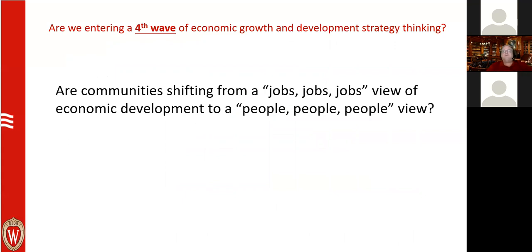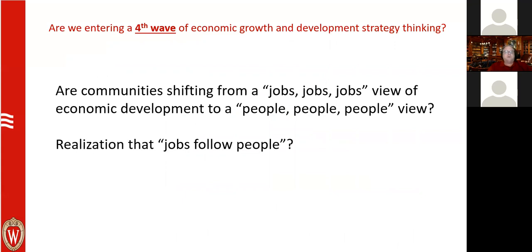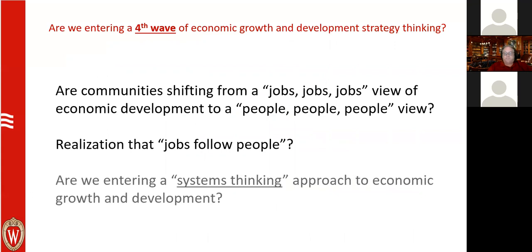So what we're saying is, are we moving into a fourth wave? Are we now shifting from a jobs view of economic development to a people view? Is it a realization that jobs follow people? Are we entering a systems thinking approach to economic development and growth? If we go back to the community capitals, and we start to realize that jobs follow people, well, what does this mean?